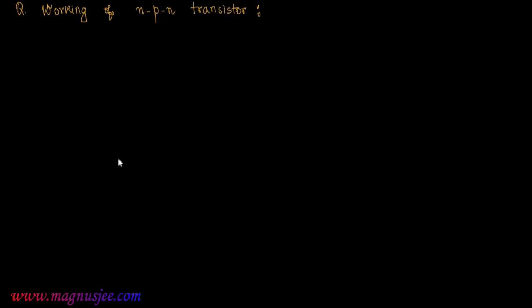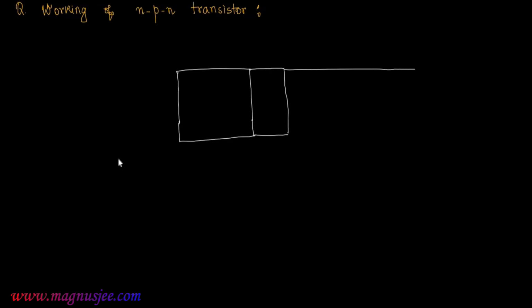Now we can draw the biasing of emitter, collector and base. How to connect an external battery to the emitter and collector to produce emitter current, collector current and base current. So again we can draw this diagram. This is the emitter, which has the highest majority charge carrier density, and this is the base, and the longest part is the collector.